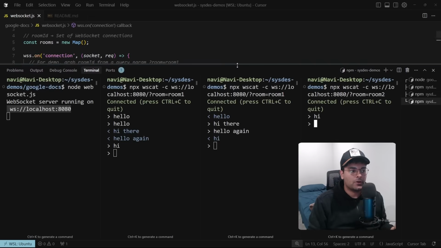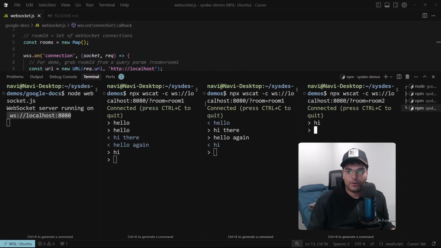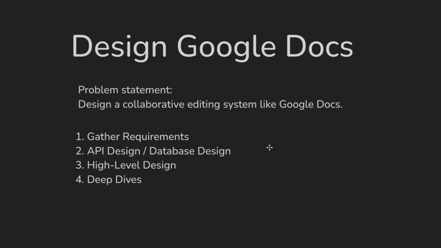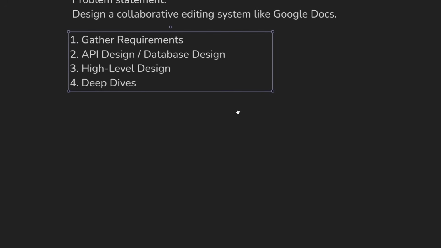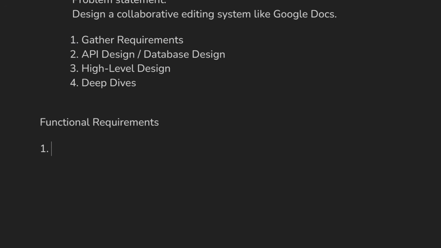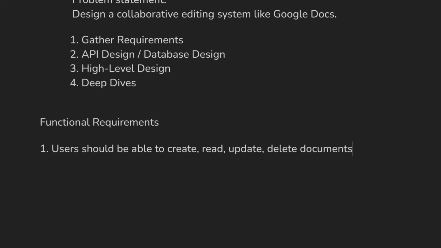I'm sure most of you are already familiar with this, but I think it's worth going over the basics. Now I'm going to start off with step 1, gathering the requirements, and we're going to go pretty fast here. We'll start with the functional requirements. So the first one, of course, is that users should be able to create, read, update, and delete documents. So kind of like the CRUD stuff, then I'll abbreviate it with that. This is pretty straightforward, I think.